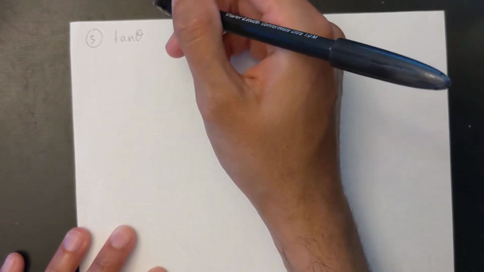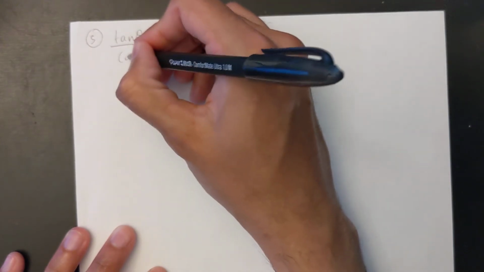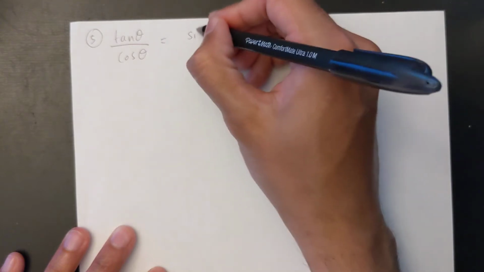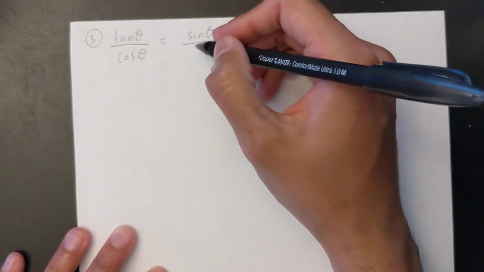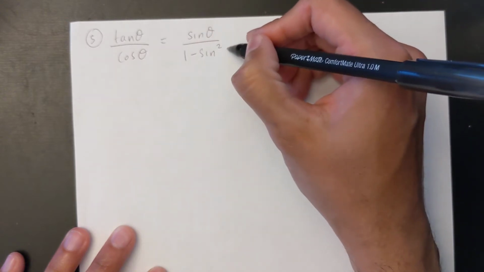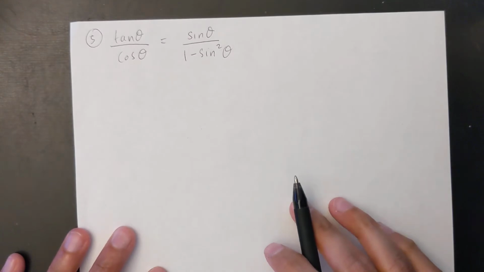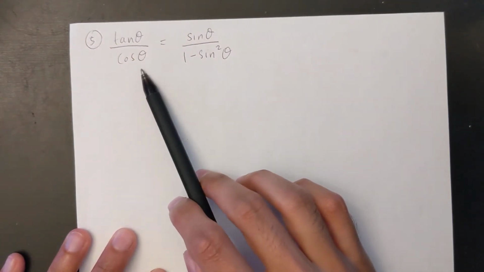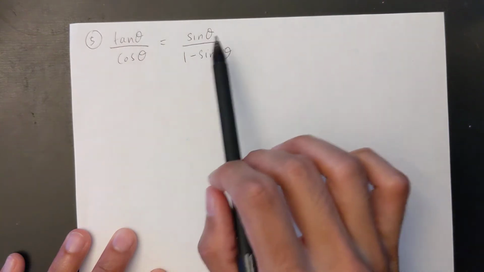Tan theta over cos theta equals sine theta over 1 minus sine square theta. So you can work with either side, but I'm going to work with the left side. I think that's a bit more complicated. I like to get rid of tans if they're not on both sides.